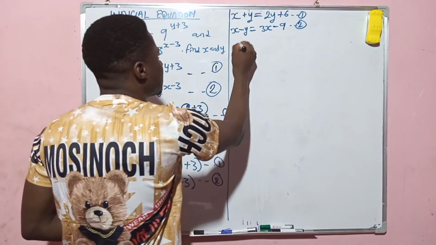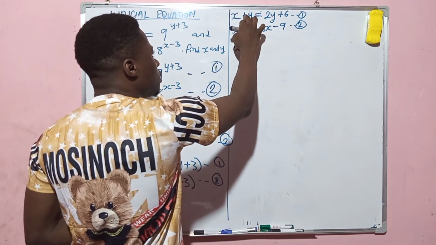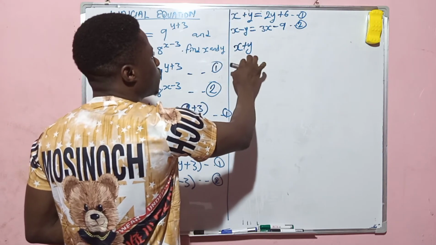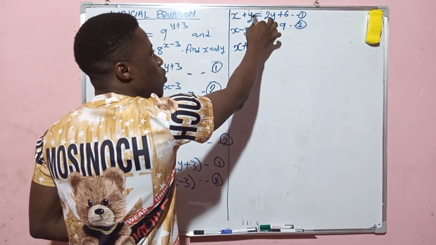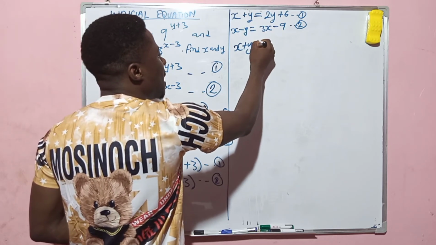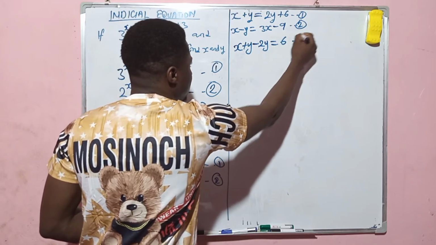First of all, I have x plus y. I want this 2y to cross this equality sign to come over to this side of the equation. When I do that, it has a positive sign here. When it crosses, I'm having minus 2y equals what? 6. Still my equation 1.